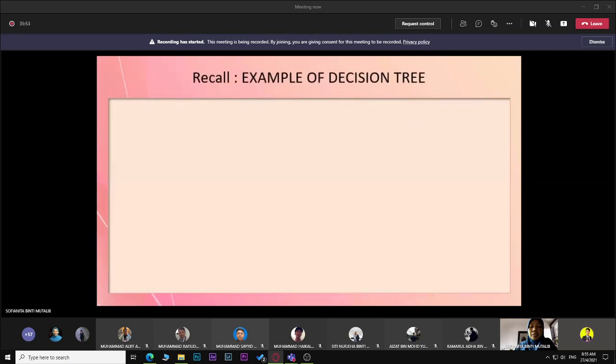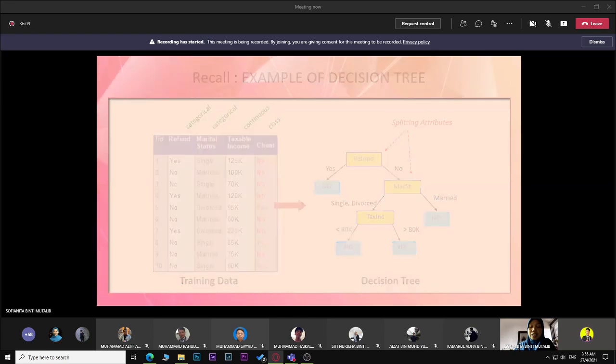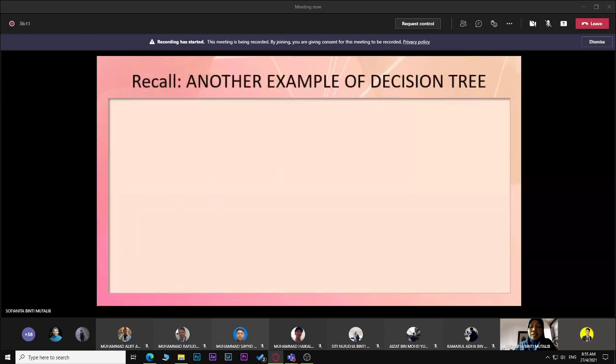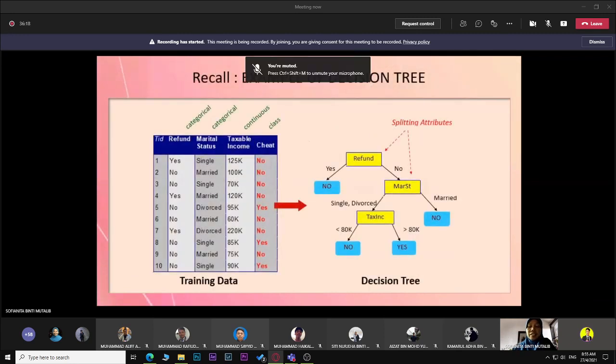Okay, let me skip to this one. So this one will be an example of a decision tree. If you look at this, why do we have an example of a decision tree? Let's have a look at this one. Okay, what you see from this tree and this tree, can you recall? Okay, once again I show this one. Okay, can you capture this one?